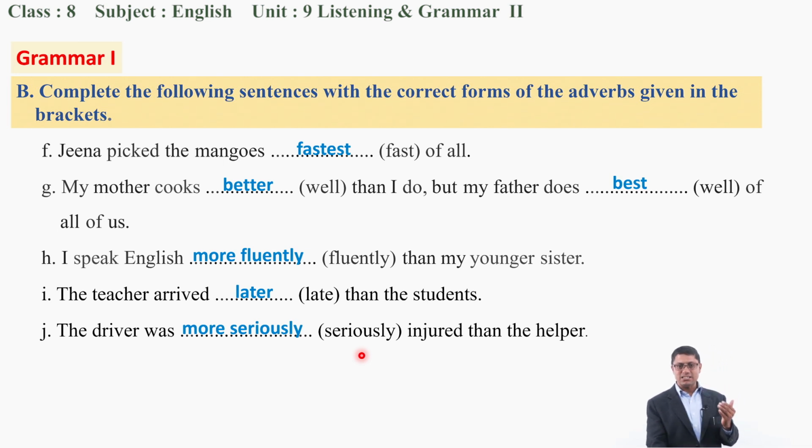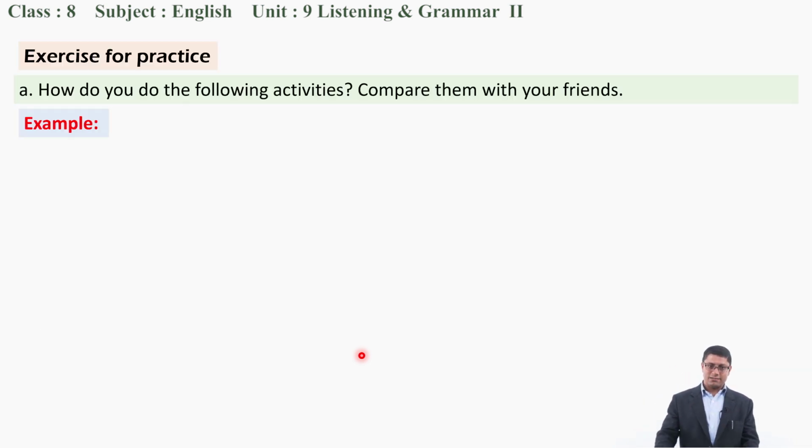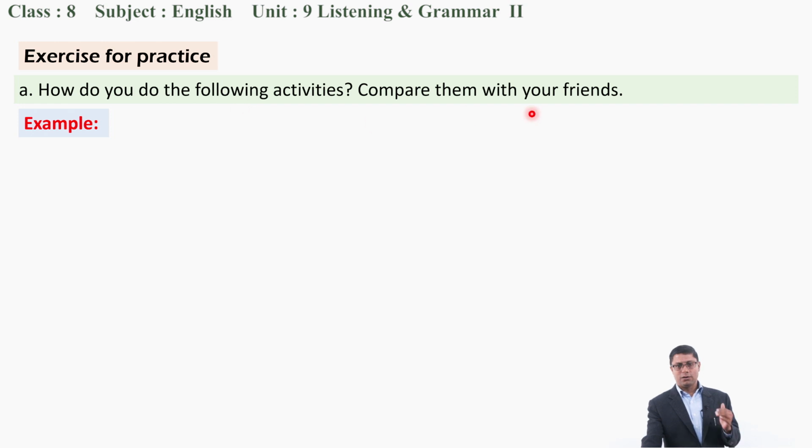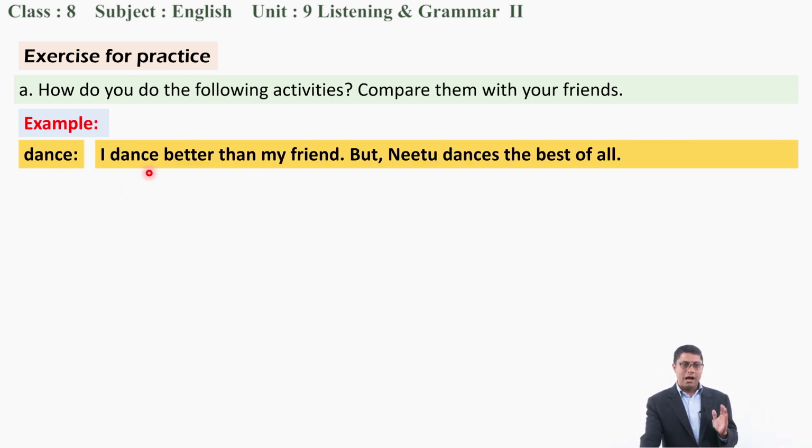Now I have a task for you. Okay, look at this. This is your assignment. How do you do the following activities? Compare them with your friends. Okay, you will compare how you do with how your friend does. There is one example for you. For example, dance. How do you dance and how does your friend dance? See there, I dance better than my friend, but Neetu dances the best of all. See, first we have used the comparative degree, and in the second one we have used the superlative degree. So better than and best of all.